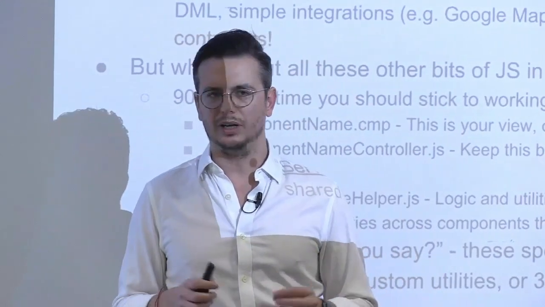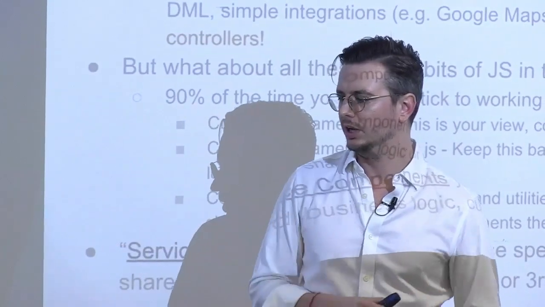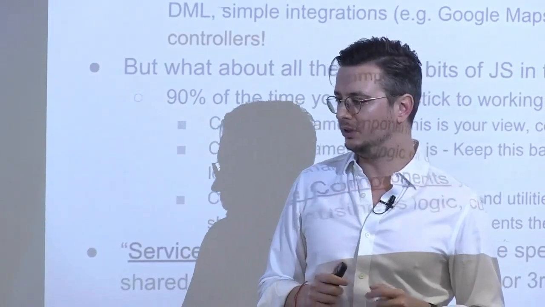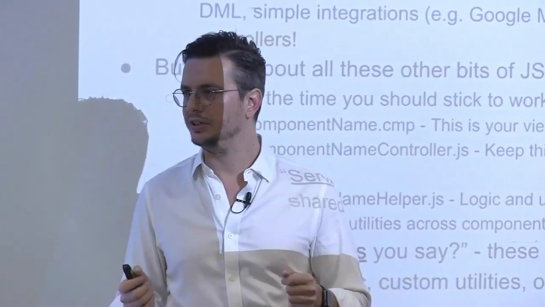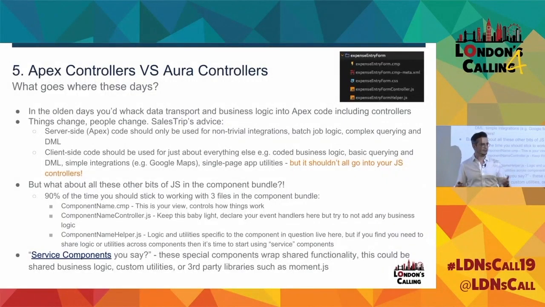And we have found, in general, so these aren't strict rules, but in general, your Apex code should be used for non-trivial integrations to third-party platforms, batch job logic, because how else would you do it, any complex querying or DML, and that's just about it. One point that I don't have in here is that it can be a transport for data from the database through to your client-side code.